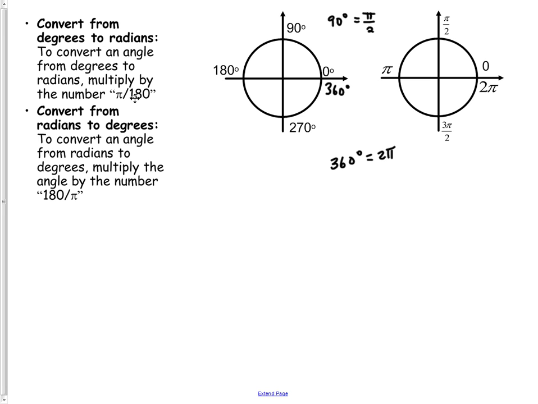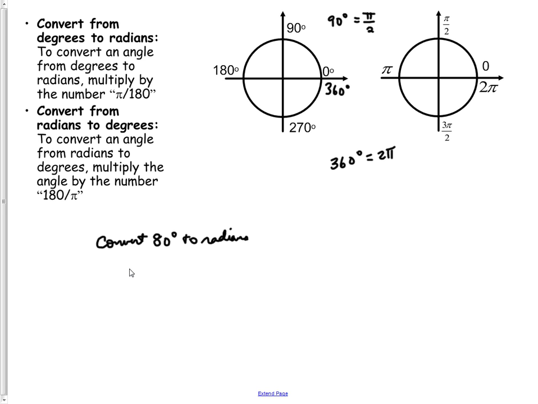All right, so what do we do with this? Let's say we've got an angle in degrees. Let's find an angle in degrees, one that we like. How about this? Let's convert 80 degrees to radians. How should we do it? Well, the method is pretty straightforward.